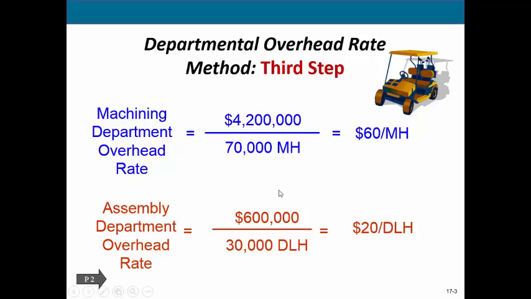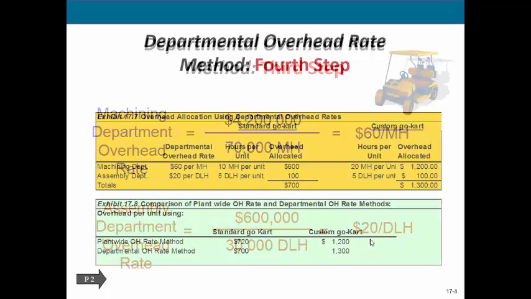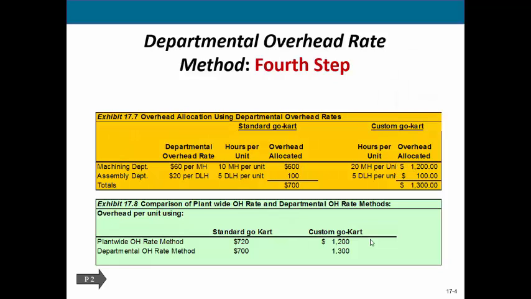Then for the assembly department, we're allocating $600,000 of our overhead to the assembly department, and we're going to allocate that based on direct labor hours. So our denominator here is 30,000 direct labor hours. That tells us that we are going to apply overhead based on the rate of $20 per direct labor hour. So let's go ahead and see how we do this.